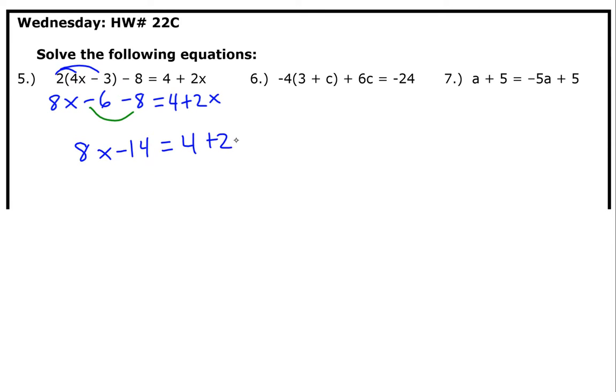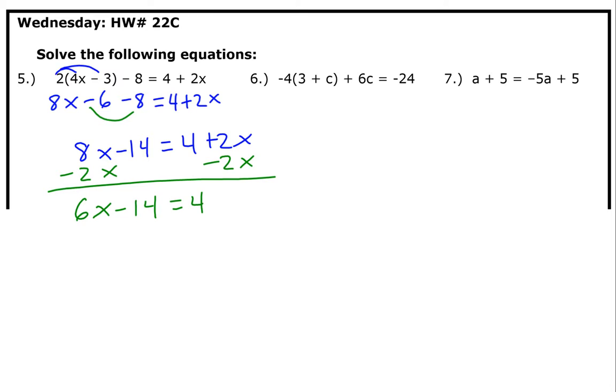And then I see that both my left side and right side have x values. But when you're on different sides, you cannot combine. You have to use an addition or subtraction property of equality like I'm showing here. So 6x minus 14 is equal to 4.